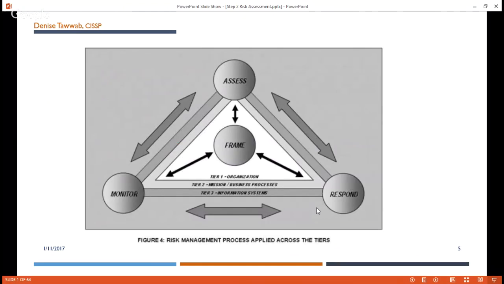Okay, here's a graphic that looks at what we're doing in the risk management process. Framing, of course, is the central activity, and then assess, respond, and monitor.